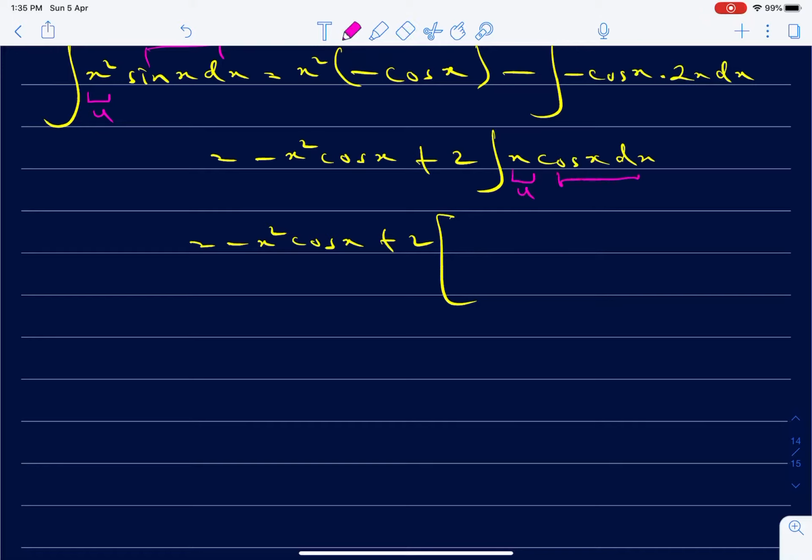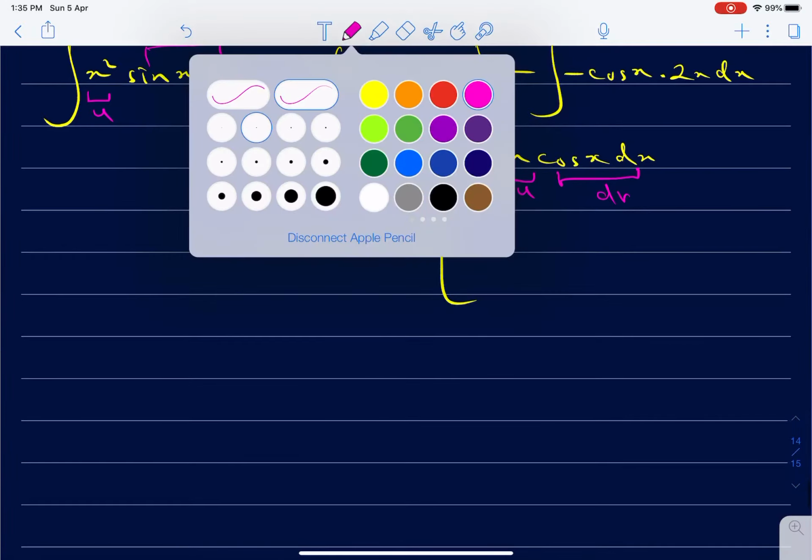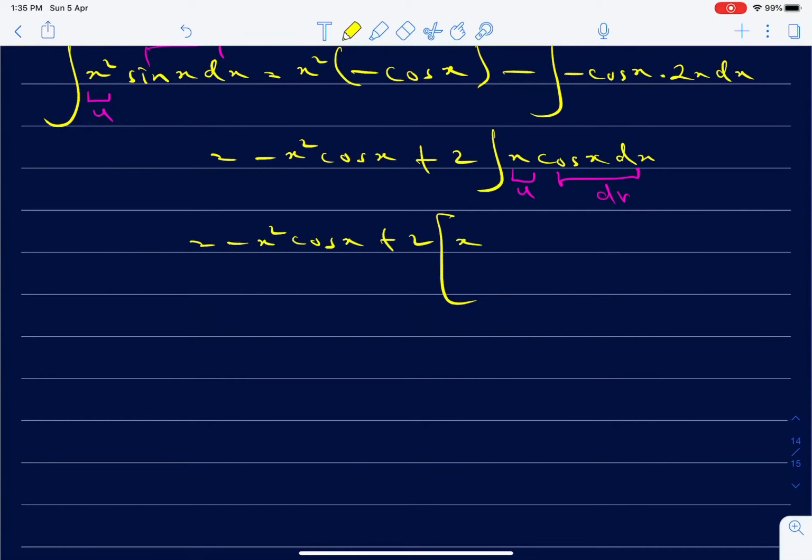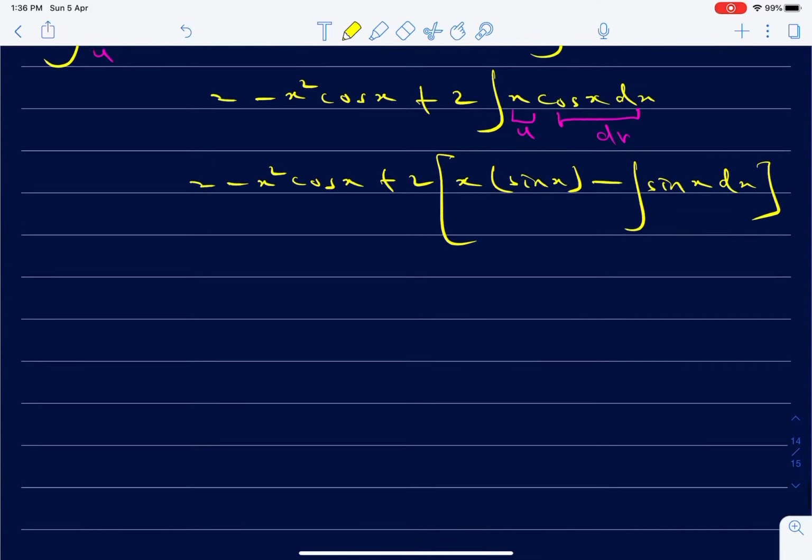and this dv. So that means x multiplied by the integral of cos x, which is sine x, minus integral of v du, which is sine x. The derivative of u is going to be du is dx. And then we move on.